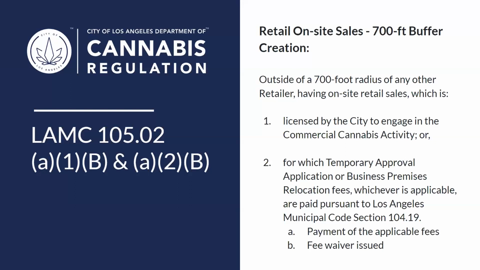For instance, DCR is providing fee waivers to phase 3 retail round 2 applicants. Therefore, once the record has been identified as a phase 3 retail round 2 applicant, and we see that the temporary approval application or annual application has been submitted, we would then go ahead and apply the fee waiver, at which point the fees are considered to be paid.